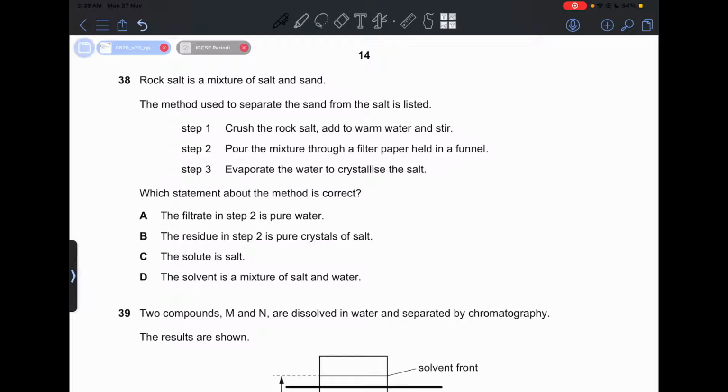A says the filtrate in step 2 is pure water. Actually, it is not pure water because there is salt with it. B says the residue in step 2 is pure crystals of salt. Actually, this is an incorrect statement because in step 2 there are no pure crystals of salt made yet. They are made after evaporating the water. C, the solute is a salt. Actually, this is a correct statement because you're going to be evaporating that afterwards to produce the crystallization of the salt. So our answer is going to be C.